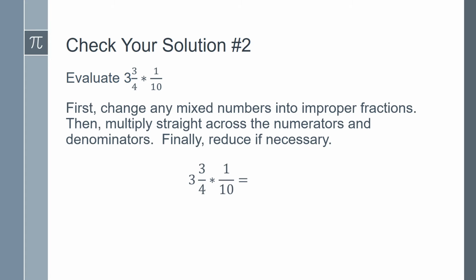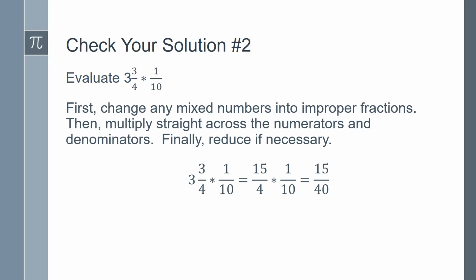So if we look at 3 3/4 times 1/10, we know that we can change 3 3/4 into the improper fraction 15/4. So now we have 15/4 times 1/10. Multiplying across the numerator, we have 15 times 1, which equals 15. And across the denominators, we have 4 times 10, which is 40. So our fraction is 15/40.